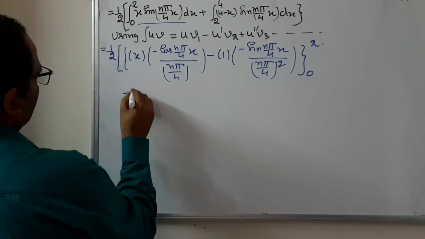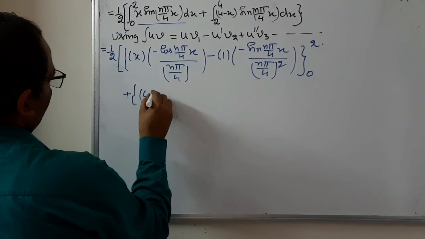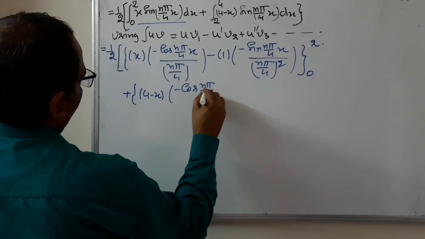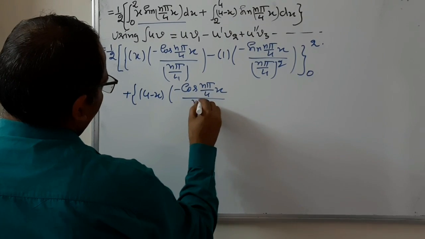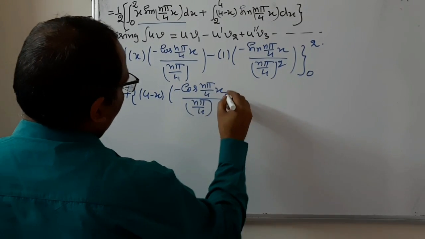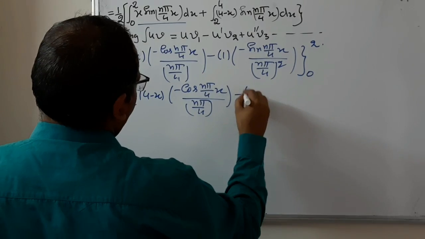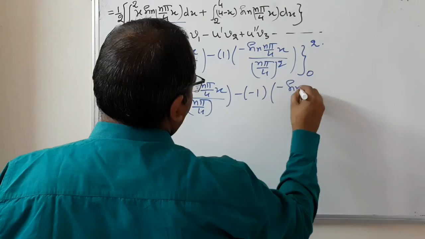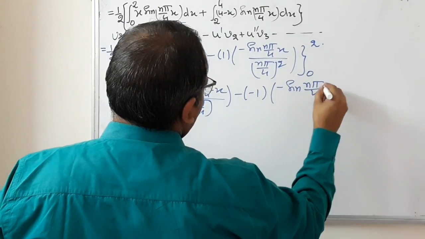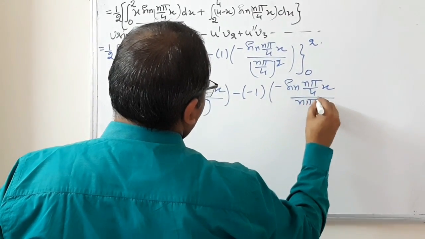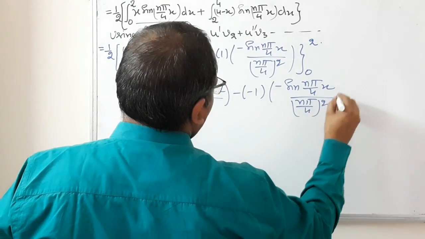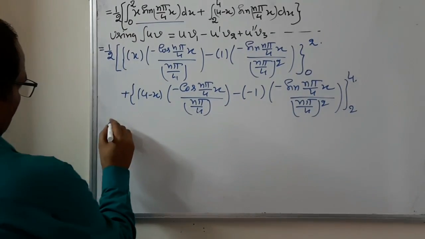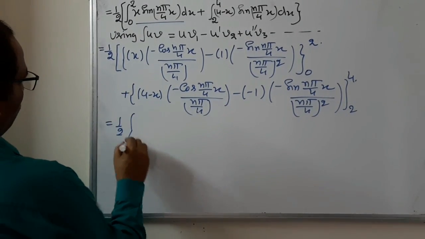Now come to the second part. This is 4 minus x, into minus cos of n pi x upon 4 upon n pi upon 4, and minus differentiation of 4 minus x, which is minus 1, into minus sine of n pi x upon 4 upon (n pi upon 4) whole square, with limit from 2 to 4. The value of this one is 1 by 2.